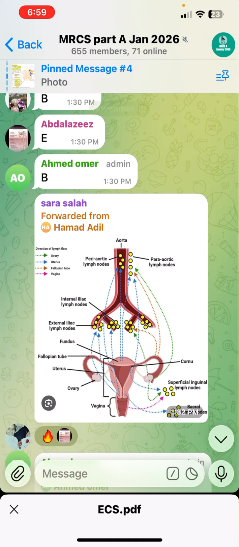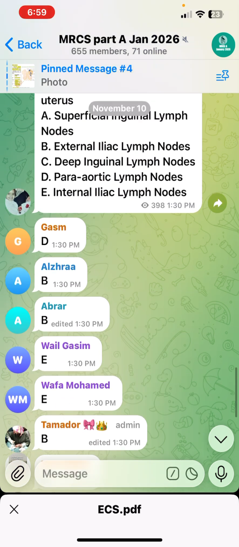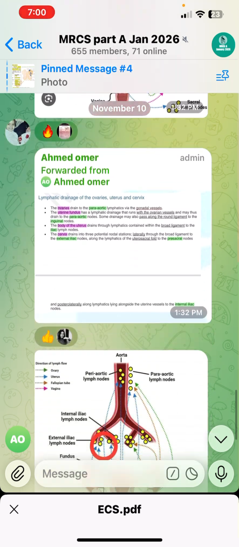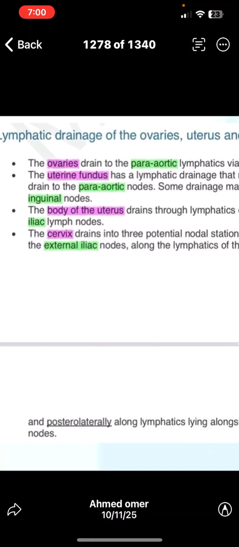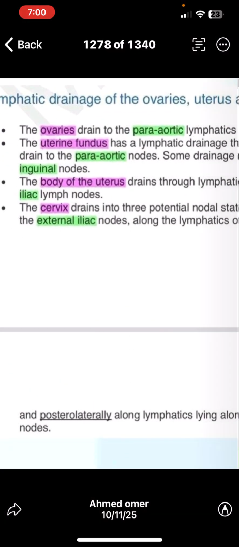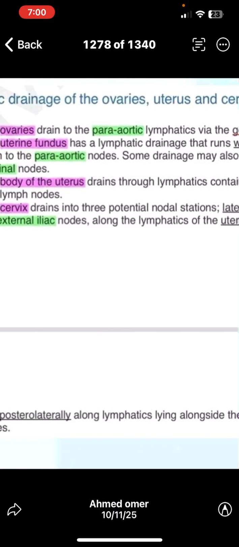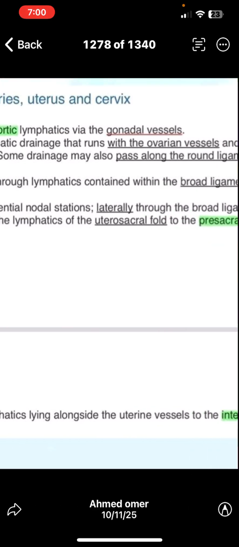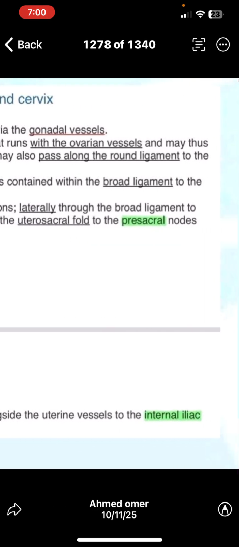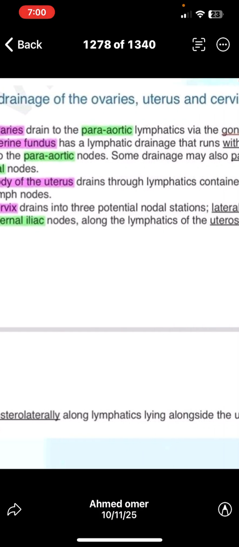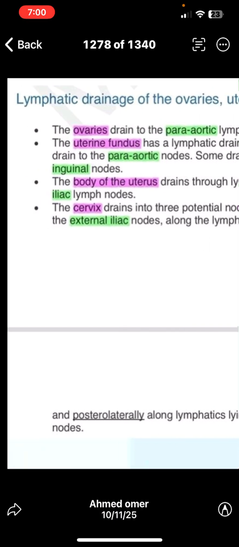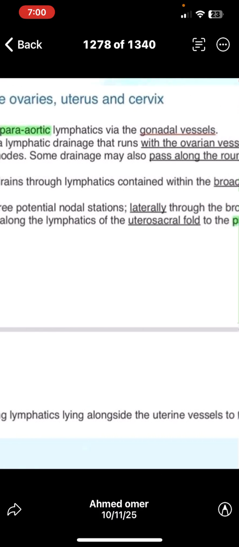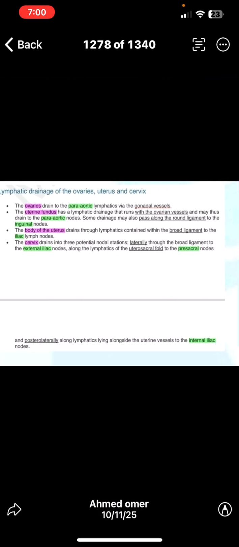Top level of the uterus should go above external iliac. Ovaries drain para-aortic, uterine fundus drains along with the ovaries to para-aortic. Body of the uterus drains through the broad ligament to the iliac group of lymph nodes. Now iliac, cervix drains to external iliac. Then uterine fold presacral lymph nodes.